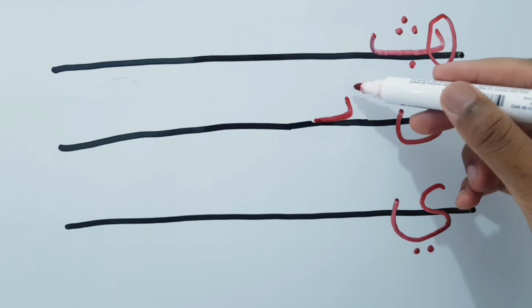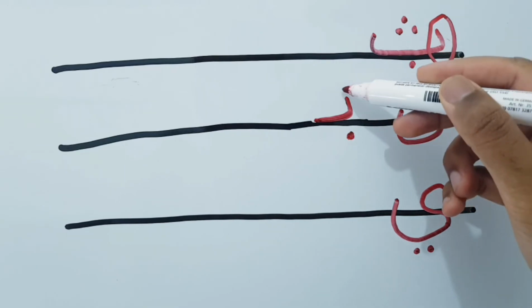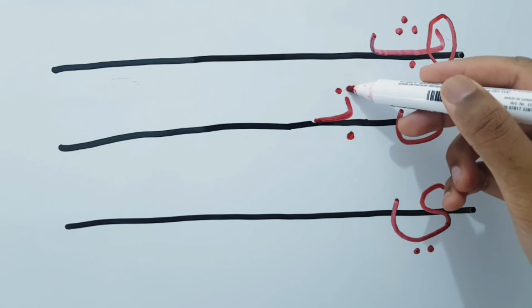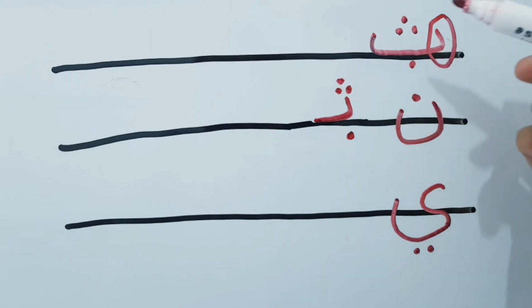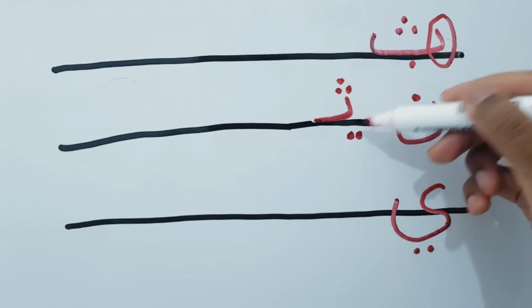Okay. So if it's ba, 1 dot below it. If it's ta, 2 dots above it. If it's tha, 3 dots. If it's noon, obviously it's going to have 1 dot. If it's ya, we have 2 dots. So this is huruf al-khamsa at the beginning. Very easy. It's just the start of here, this part.